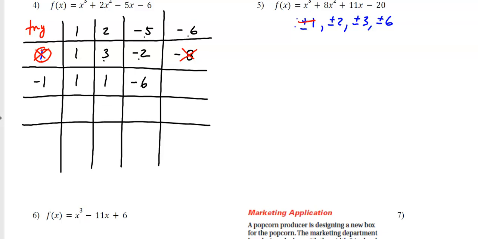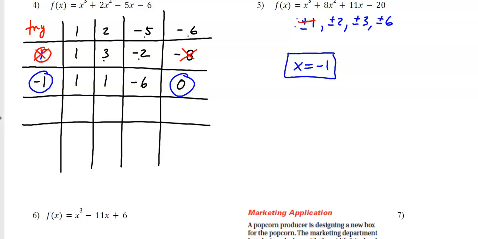Negative 1 times negative 6 is 6. Added to the negative 6, hey, sweet. This one is a factor. We got what we wanted. So we know that x equals negative 1 is one of our zeros.